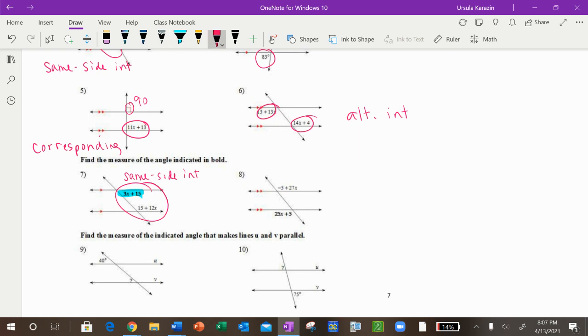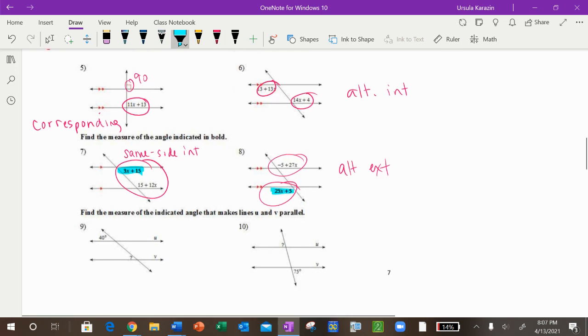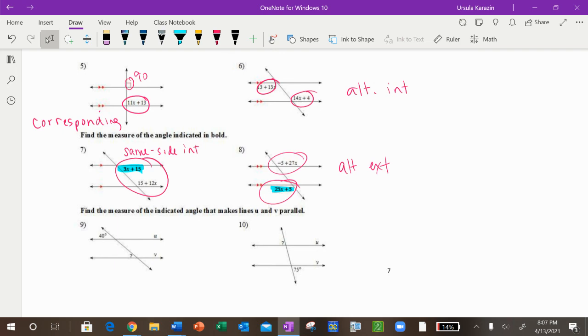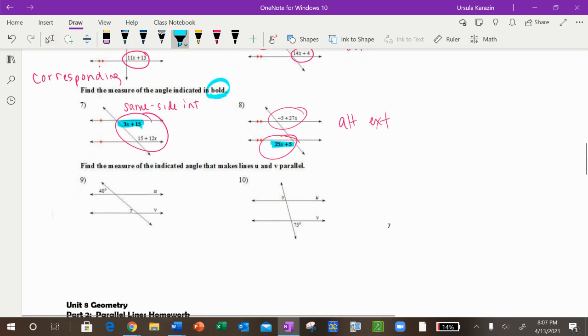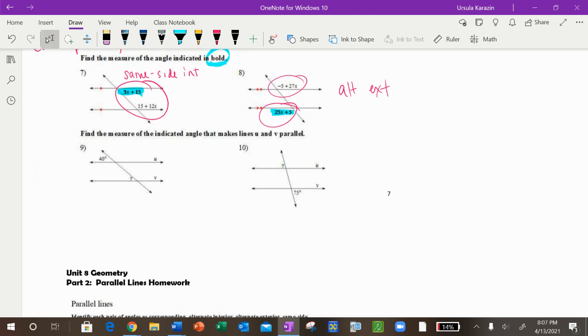And then over here, these are alternate exterior. So these are going to be equal. So you're going to set these two equal to each other. And then you have to plug in what you get for x into that expression to figure out the measure of that angle. I know it's those because it says the bold one, and those are the ones that were bold. And then these last two, same idea, just figuring out what special pair they are and what the measure goes for the question mark.